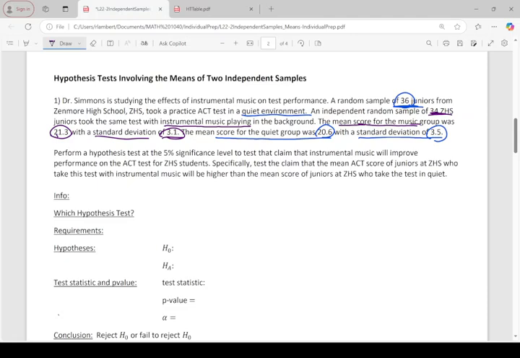So our suspicion here: 21.3 is higher than 20.6. So the kids in this sample performed better on average on this ACT test than the kids that had it in quiet in the sample. And that's a true statement. The sample performed better under music than the sample without music. The whole bit about the hypothesis test, though, is now we're going to try to generalize these results to the population. The population being all the students taking a test with music and all the students taking the test in quiet.